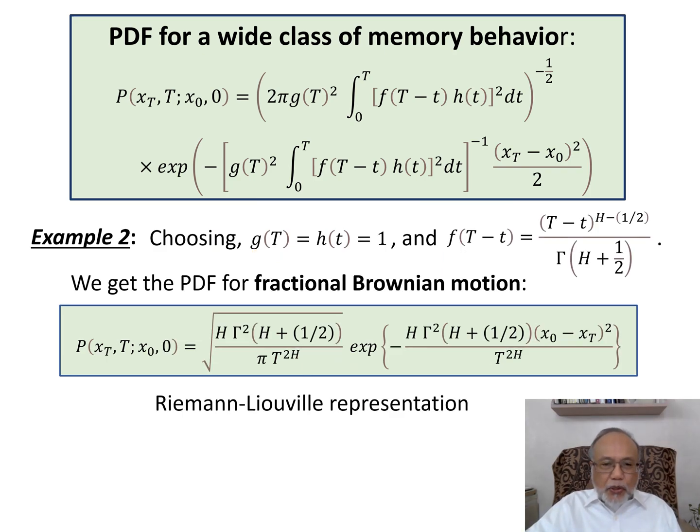A second example would be this. This time, suppose you choose g and h to be equal to 1, and your memory function to be of this form. Then plugging these values into your original expression for the PDF, you get the probability density function appropriate for fractional Brownian motion. In the succeeding lectures, we will choose other values of g, f, and h and see some things that are interesting. Thank you.